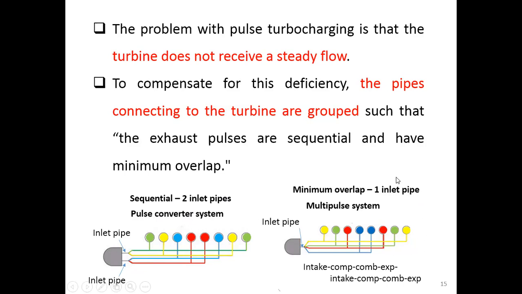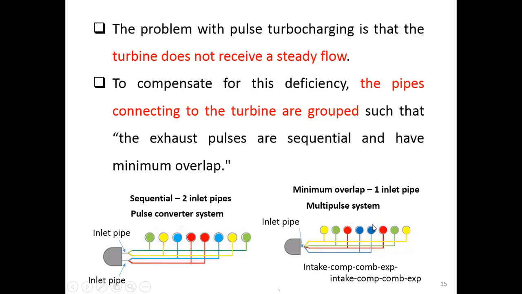Okay, how about the concept of minimum overlap? Now, for the minimum overlap here, we will use one inlet pipe to the turbine here, right? So each cylinder here will have a different stroke. For example, I show you here: the yellow one has the intake stroke, the green one has the compression stroke, the red one has the combustion stroke, or the power stroke here. The blue one has the expansion stroke, right?